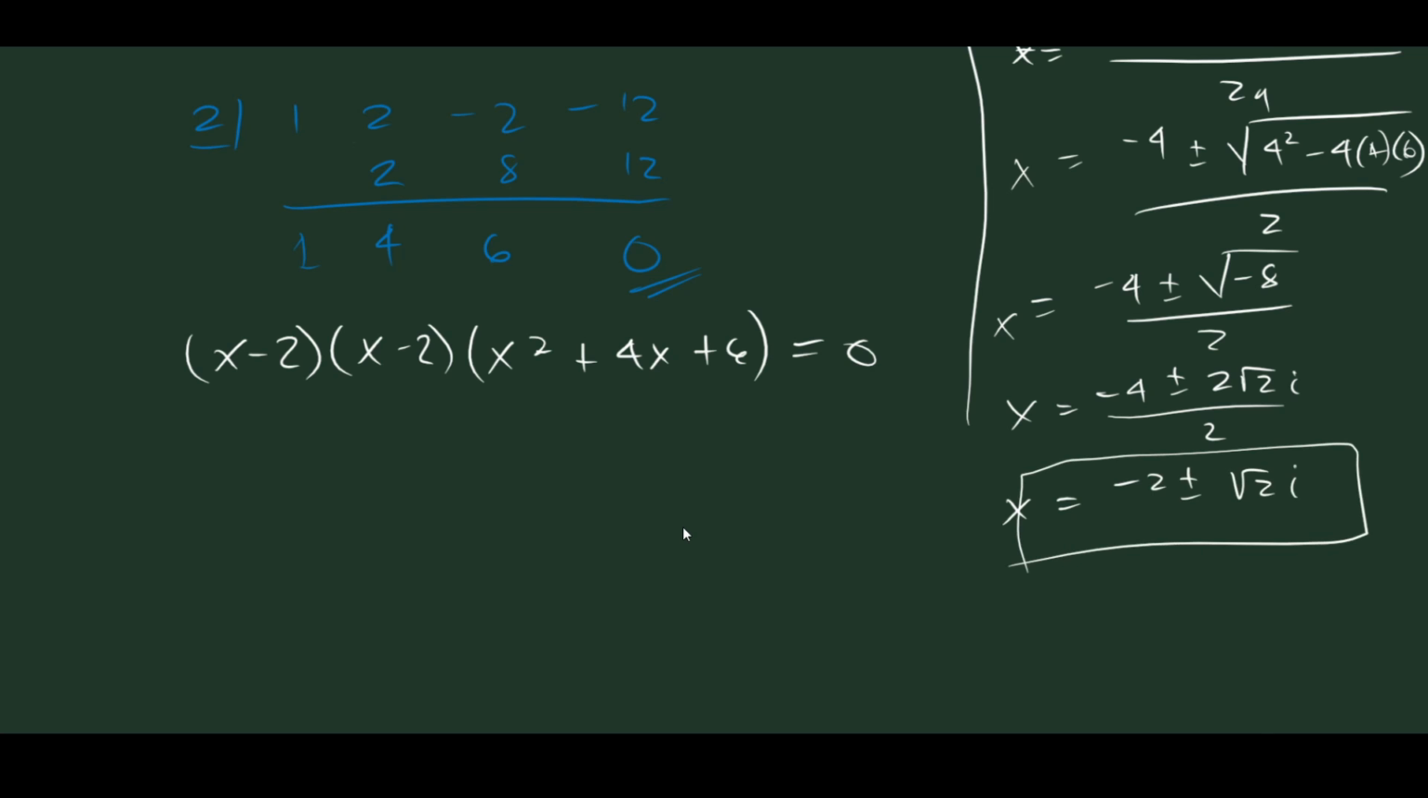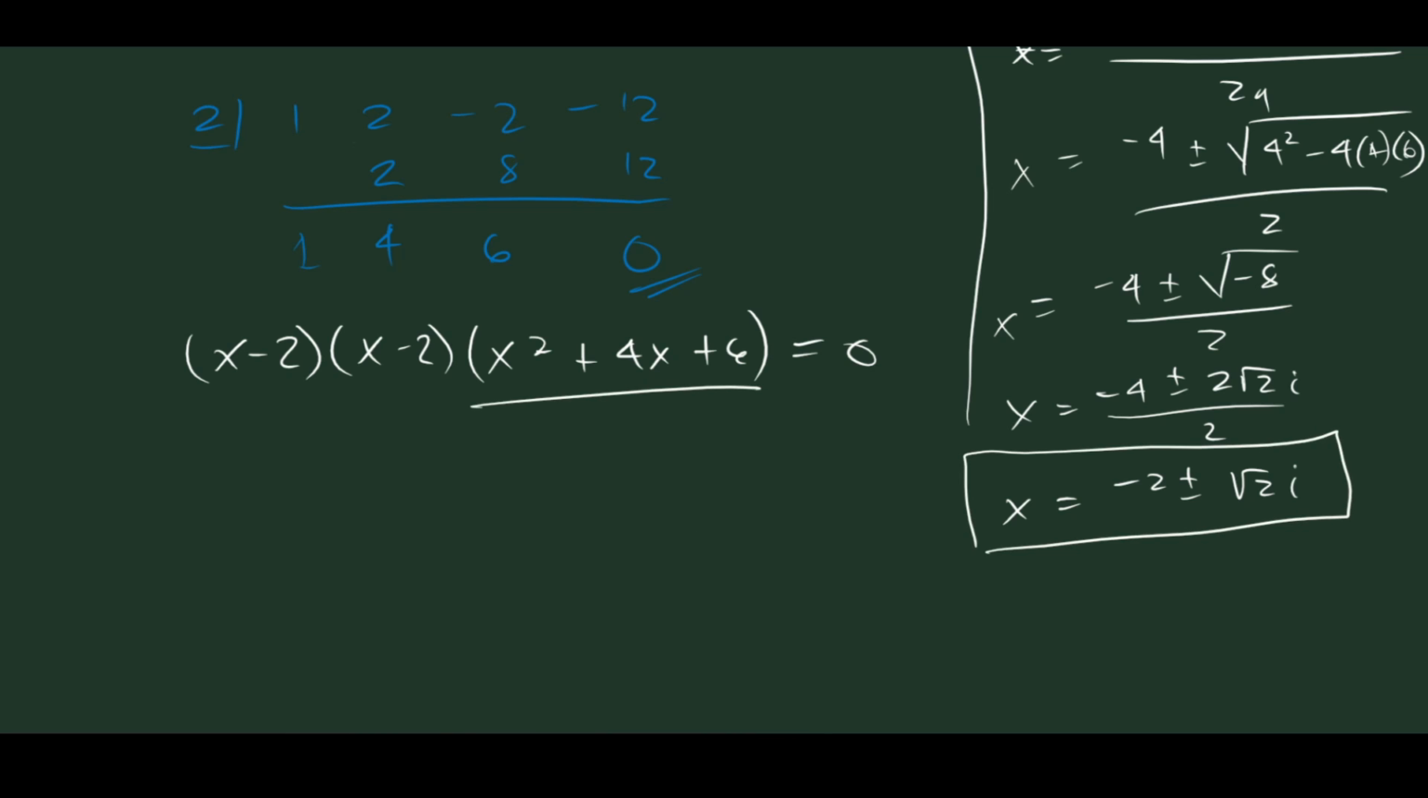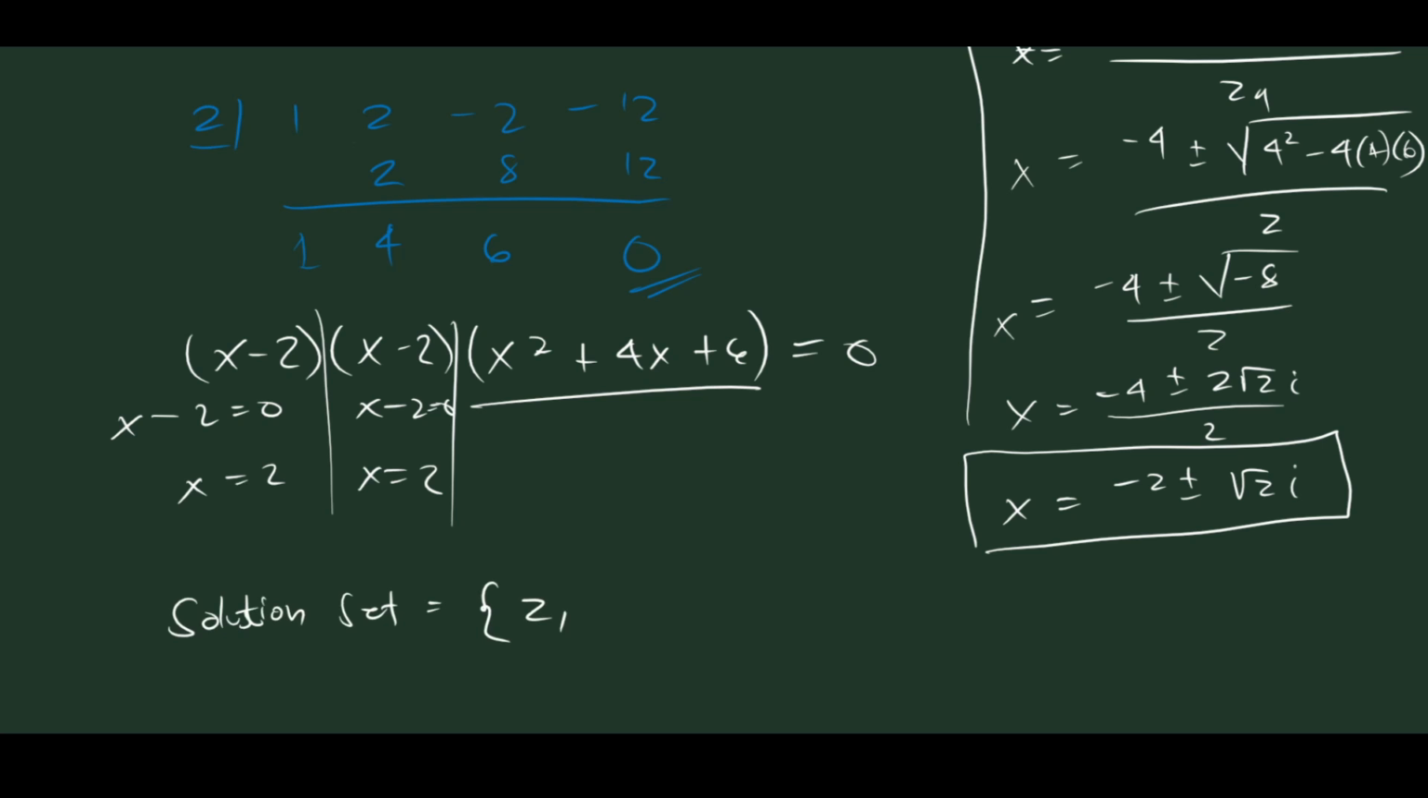Now that we've found the roots of this particular expression, let's use the zero product property for these two, and this will be the same, just a multiplicity of 2. Therefore our solution set is equal to 2, negative 2 plus square root of 2i, and negative 2 minus square root of 2i. This is our solution set.